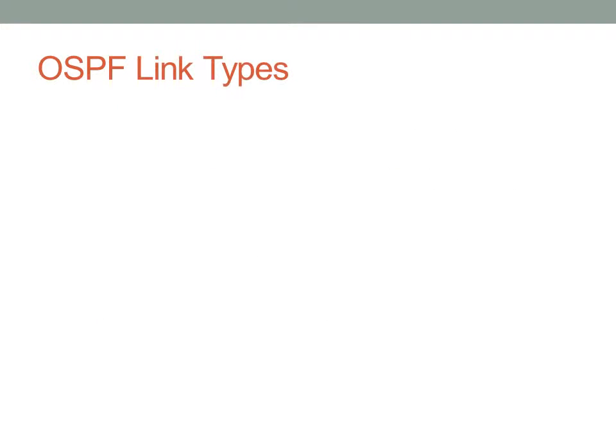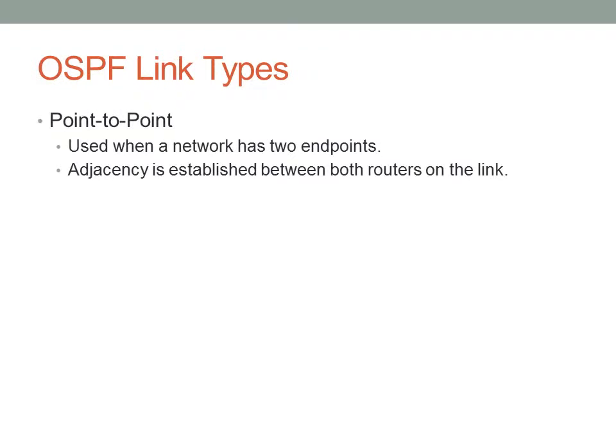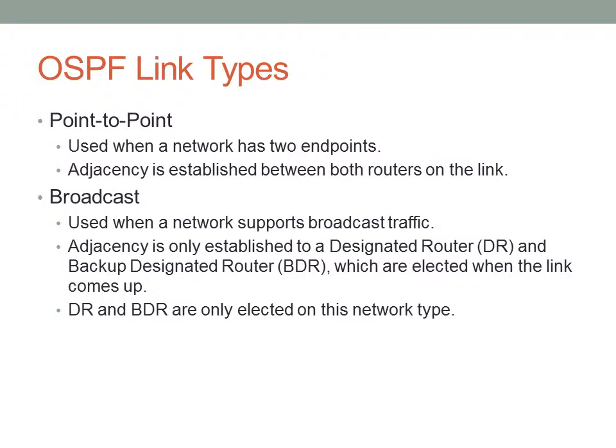So now we're going to look at the different link types for OSPF. The first type that you'll need to know about is point-to-point, and this is used for point-to-point networks. Basically, you have 2 endpoints, and those are the only possible hosts that you'll have. Adjacency is established with both routers on the link. So there are only 2 routers, so we should establish an adjacency between both of them. That makes sense, right? So now we're going to talk about broadcast domains. These are a little bit more complicated. So when a network supports broadcast traffic, ideally, I don't think you'd want to establish an adjacency between every single router on the same broadcast network.